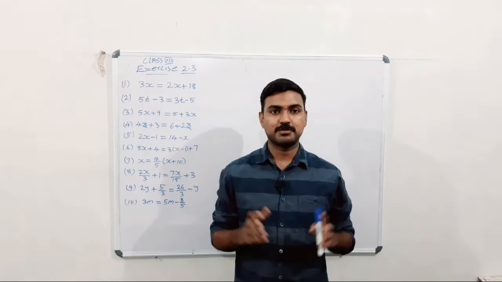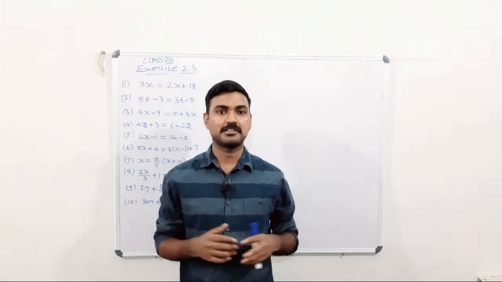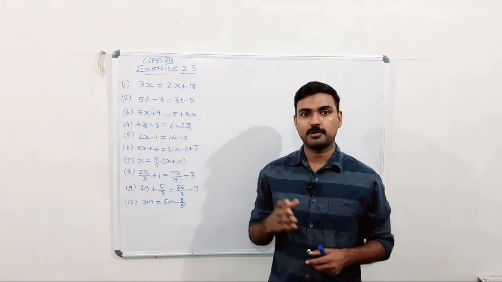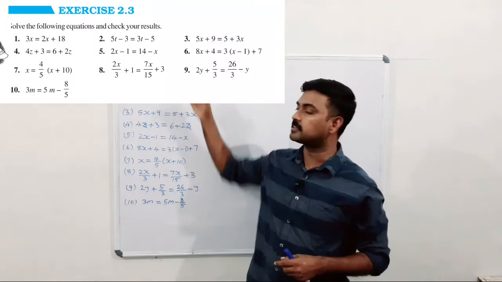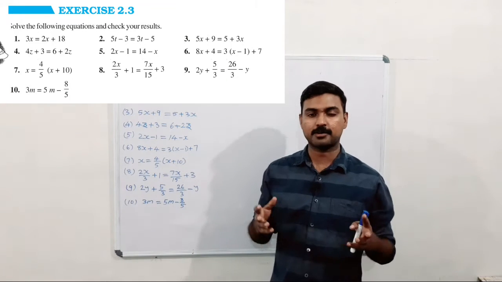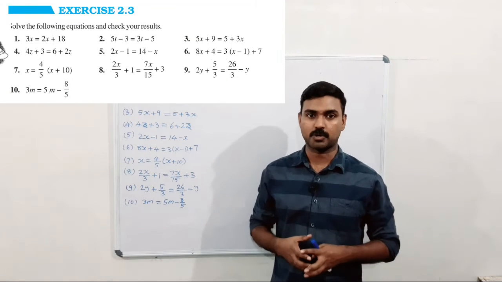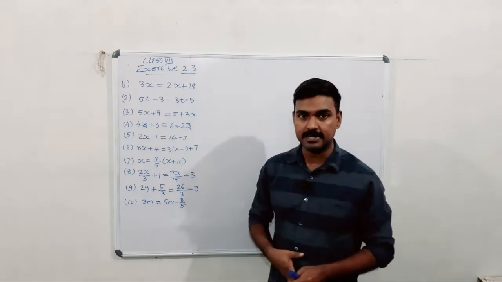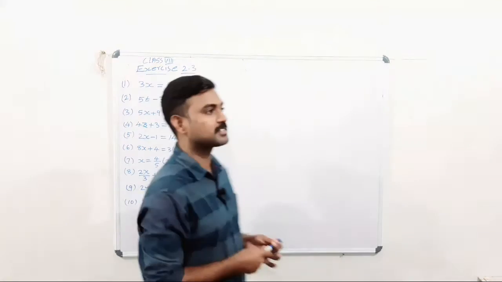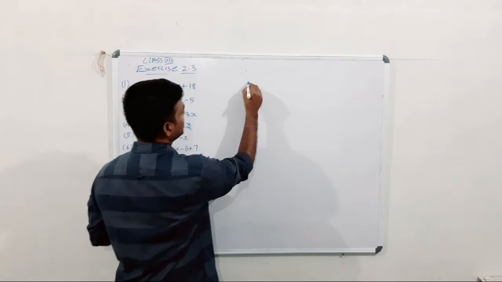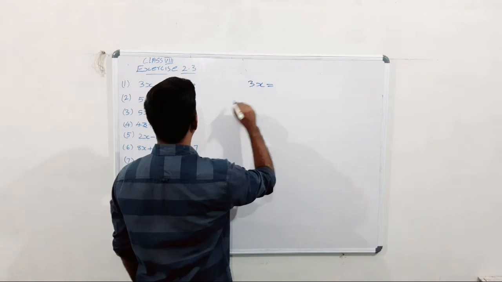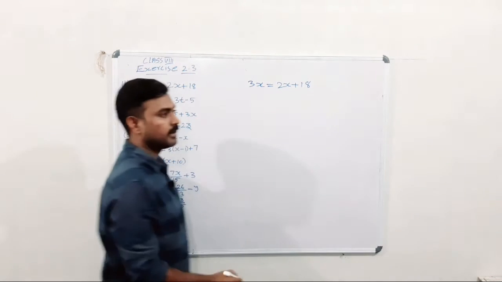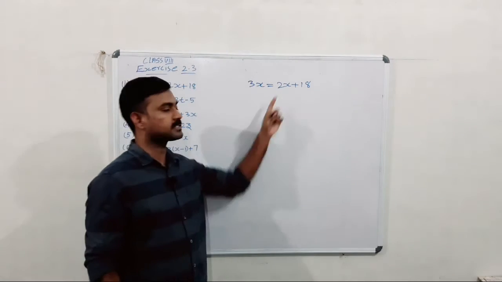Hi friends, today we are going to discuss our second chapter, linear equations in one variable. We know that in our class 8 exercise 2.3 there are a lot of equations given for solving. The first equation is 3x is equal to 2x plus 18. So we can try to solve this equation. Here only one variable x is there.